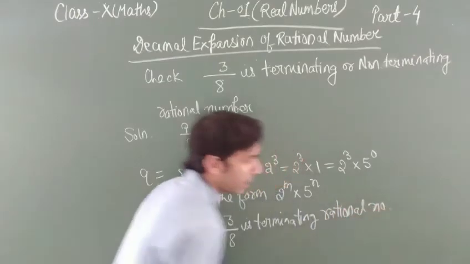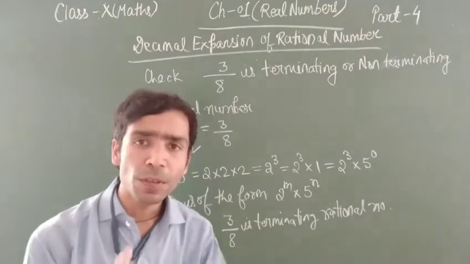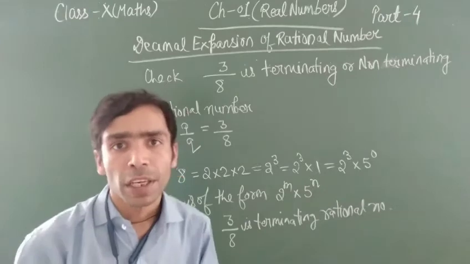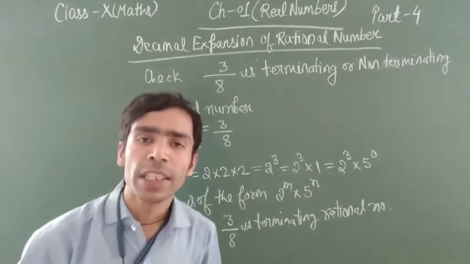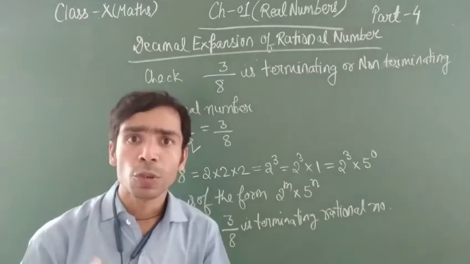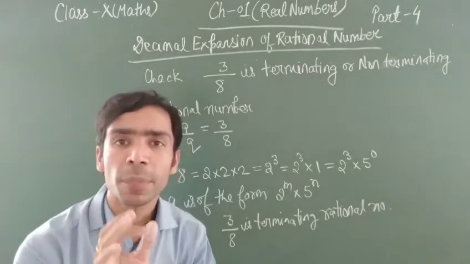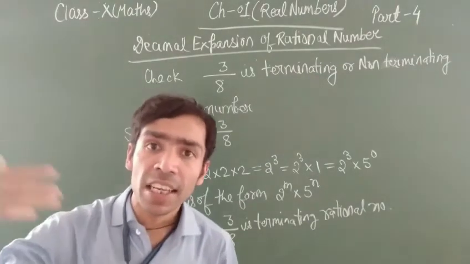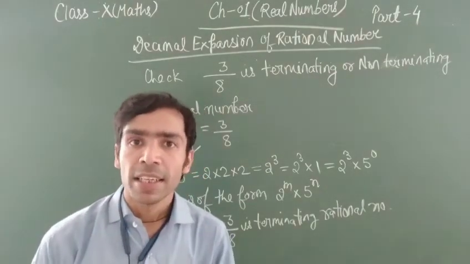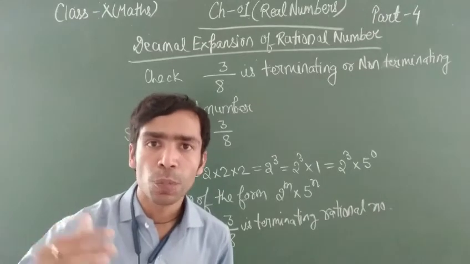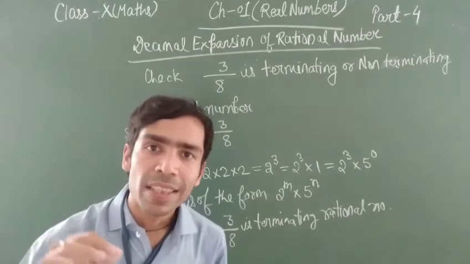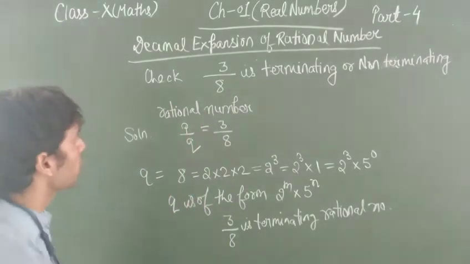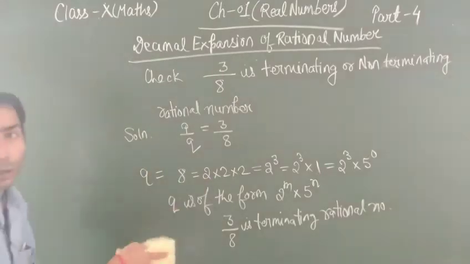Okay. See, if 2 is coming in the denominator, then also it will be terminating. If only 5 is coming, then also it will be terminating. And if both are coming together, then also it will be a terminating rational number. But along with 2 and 5, if any other number comes, then it cannot be represented in the form of 2 to the power m into 5 to the power n. So in that case, that number will be non-terminating. So I can give you an example of non-terminating also. Okay, so please note down these things.